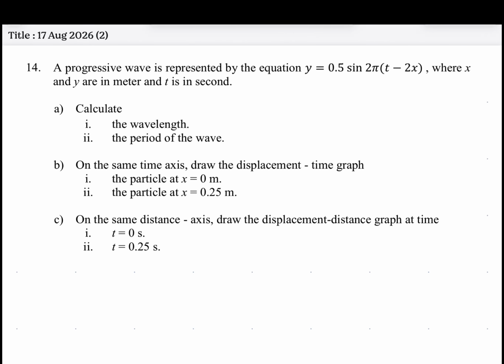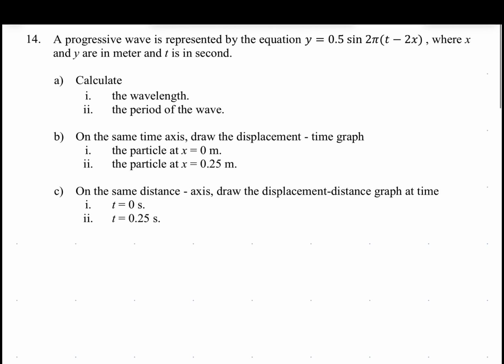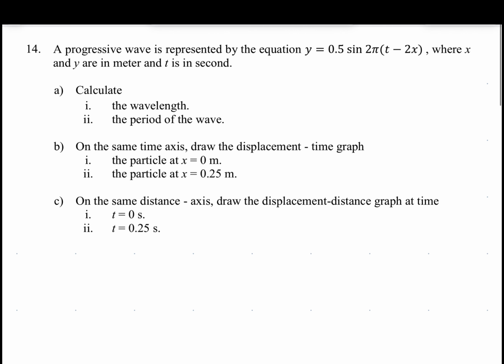Alright, so today we're going to discuss topic 7, question 14. As you still remember, previously I asked you to hold on to the graph, right? Question regarding the graph. So today we're going to discuss the questions here. Question 14: a progressive wave is represented by the equation given here, where x and y are in meters and t is in seconds. For part A, they ask you to calculate the wavelength.